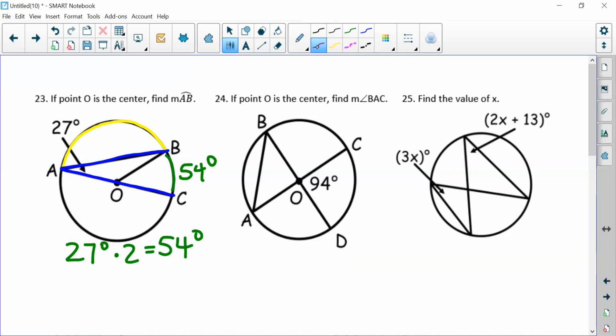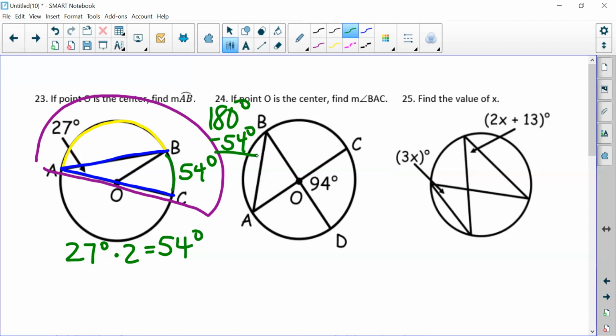Y'all look, AC is the diameter in circle O, which tells us that arc ABC is a semicircle. We know that a semicircle has a measure of exactly 180 degrees. So we can take 180 and subtract 54, and that will give us the measure of arc AB. 180 minus 54 is 126. And that tells us that the measure of arc AB is 126.